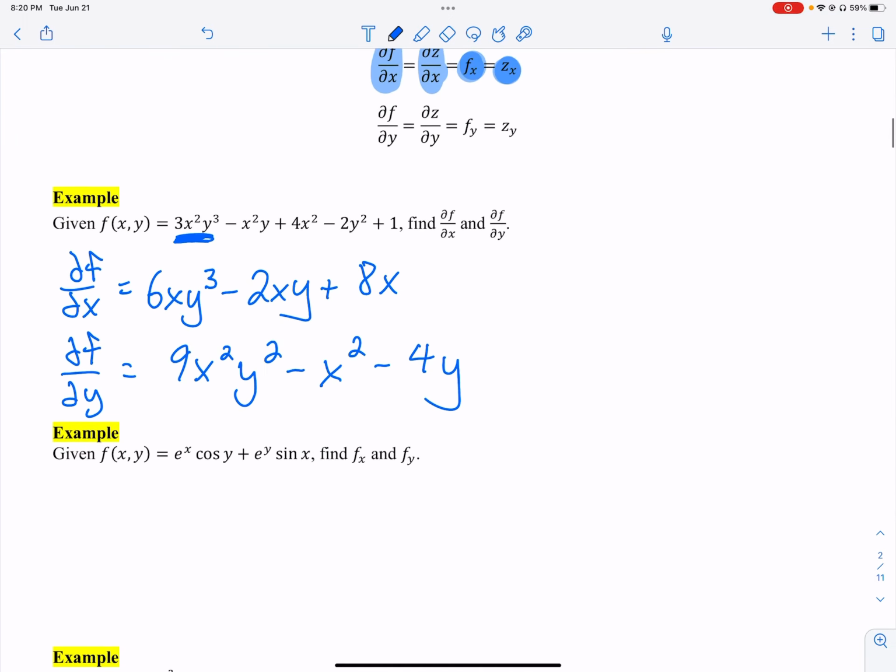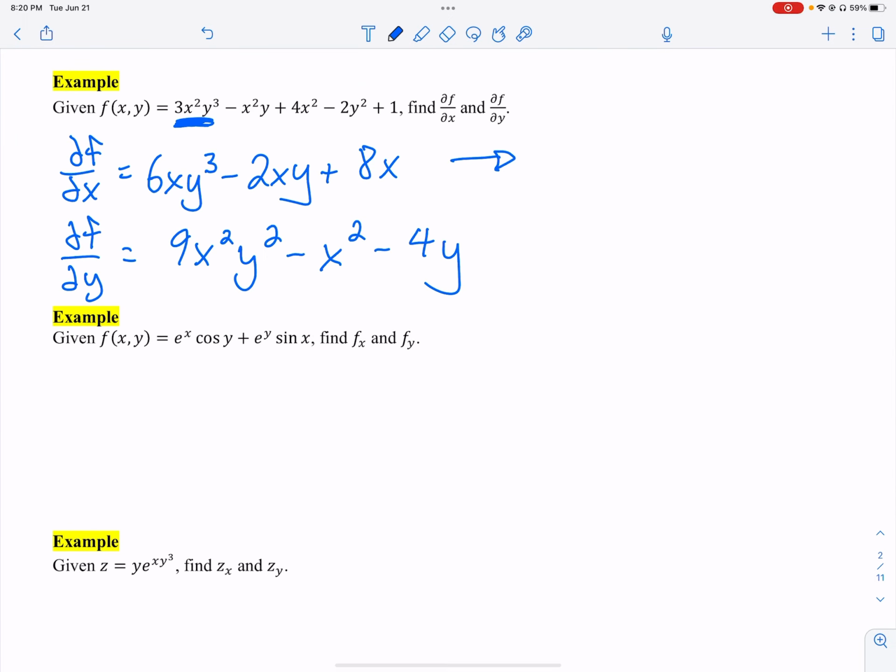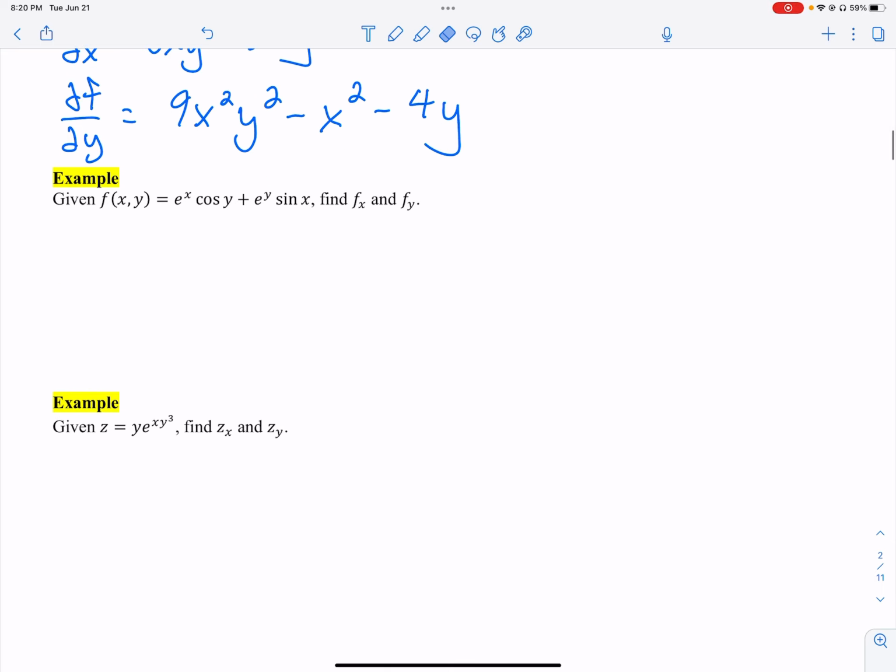This is the how f changes with respect to x. The other one is how f changes with respect to y. These aren't together. We are going to talk about what they're going to look like if we put them together here in a moment.